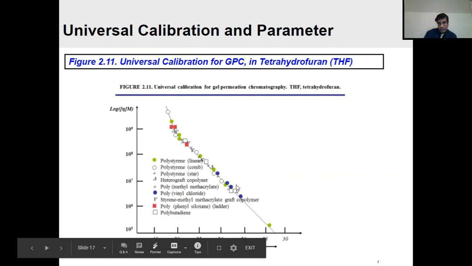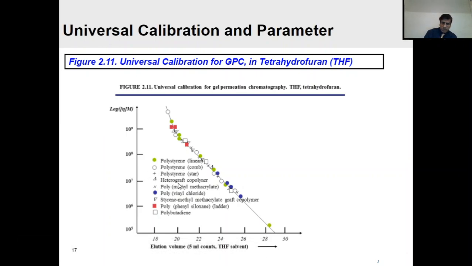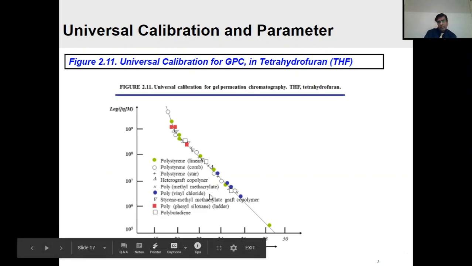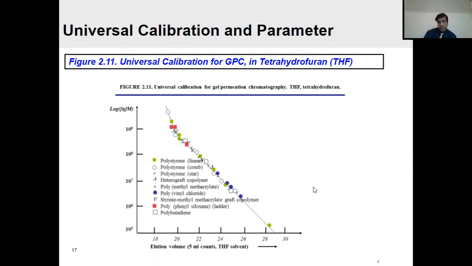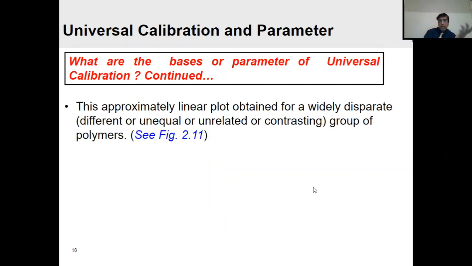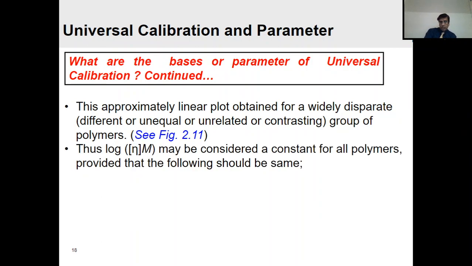So this is the universal calibration. Any polymer in this range can be measured. Look here, all these polymer names are mentioned, and their molecular weights can be found with the help of this calibration graph. This approximately linear plot is obtained for a widely disparate, meaning different or unrelated, group of polymers. So the log of the product of intrinsic viscosity and molecular weight may be considered a constant for all polymers, provided that the following are the same.